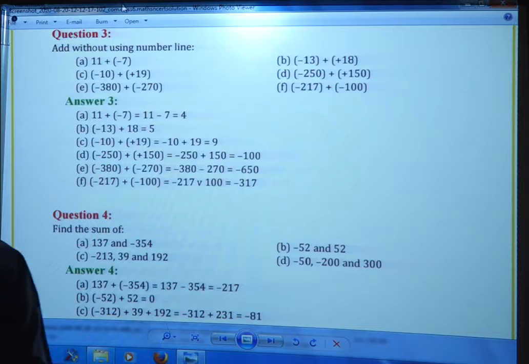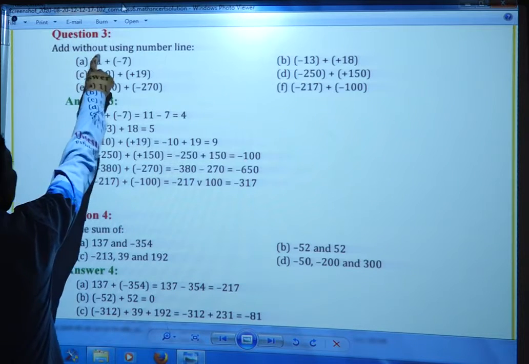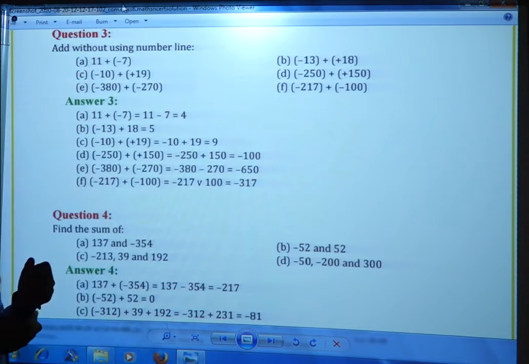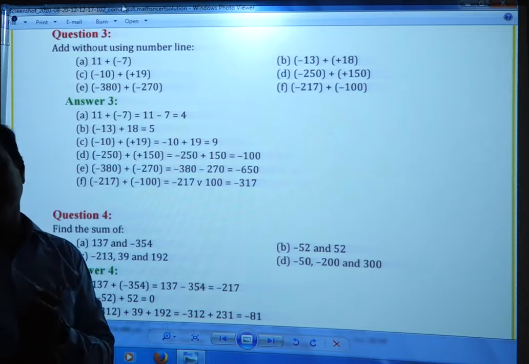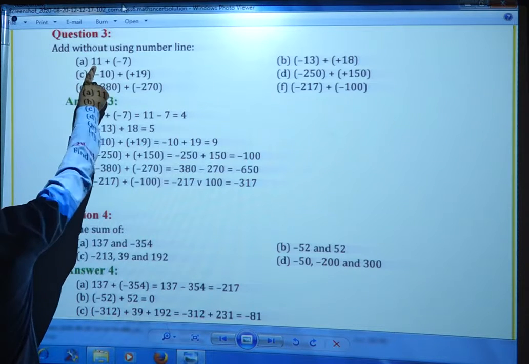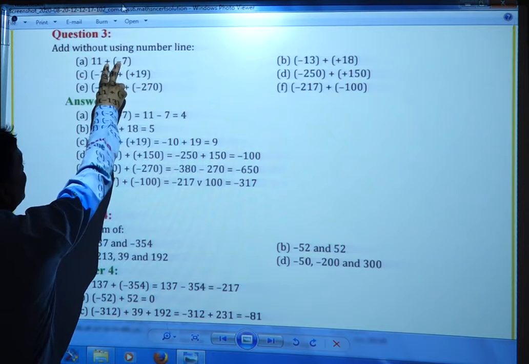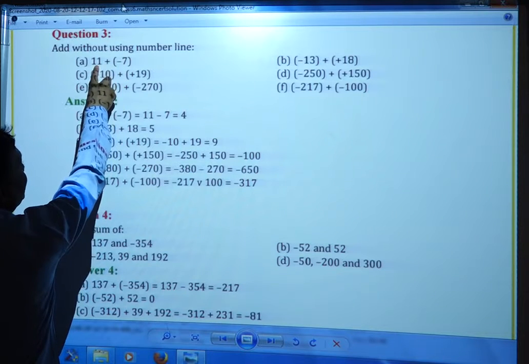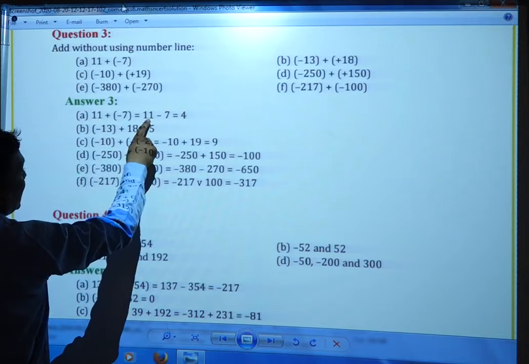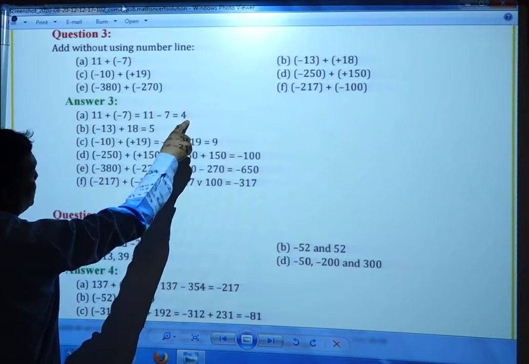Question number 3. Add without using number line. Now here without using the number line you have to add. How? 11 plus minus 7. So here plus and minus become a minus. So 11 minus 7. What is the answer? 4.